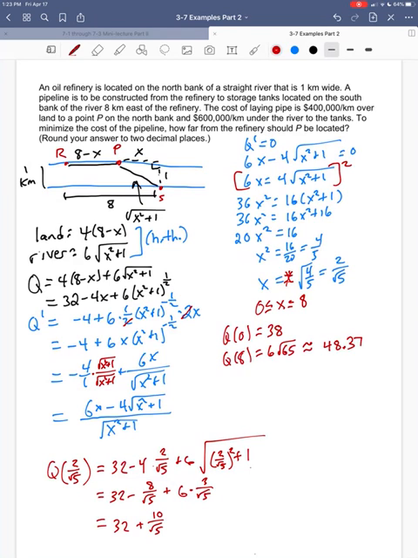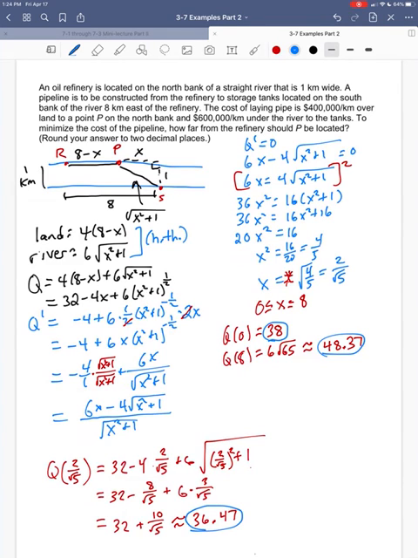Again, you can fill in the gaps if you need to. And if I look at that, that's about 36.47. And so when I compare the 38, the 48.37, and the 36.47, I see this 36.47 is the smallest. That minimum cost occurs when x equals 2 over the square root of 5.